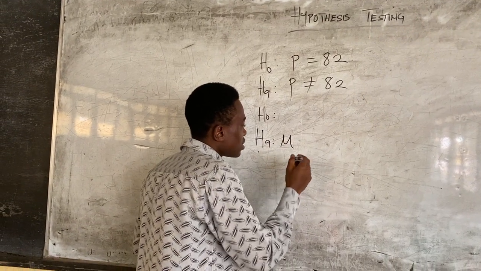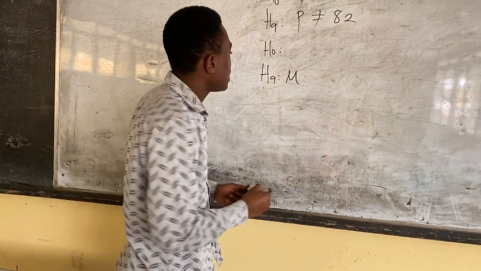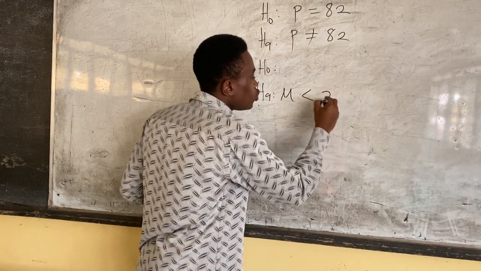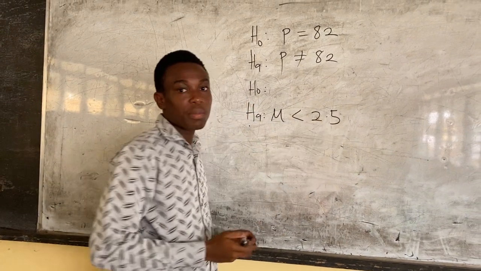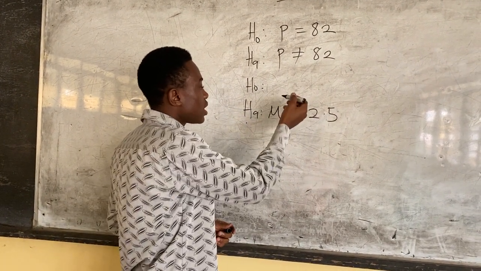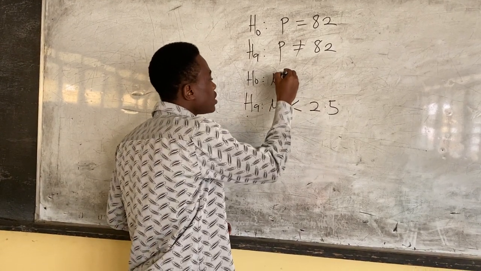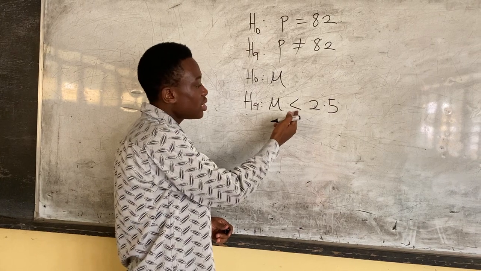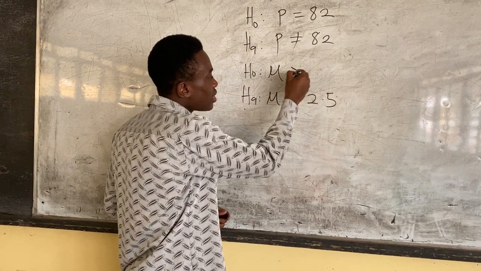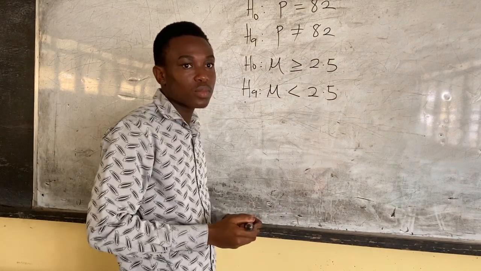The water faucet: the flow rate is less than 2.5 gallons per minute. Then we'll have our null hypothesis, which becomes the opposite of this. So if the flow rate is less than 2.5, its opposite will be greater than or equal to 2.5.